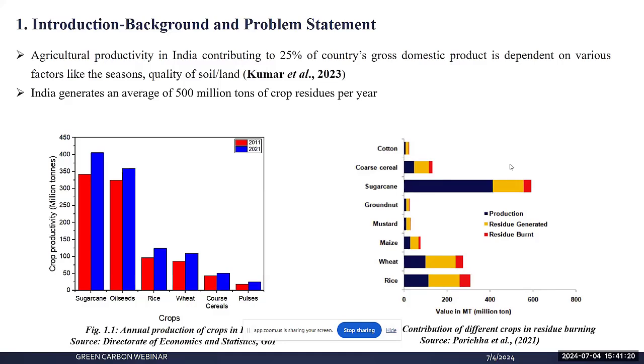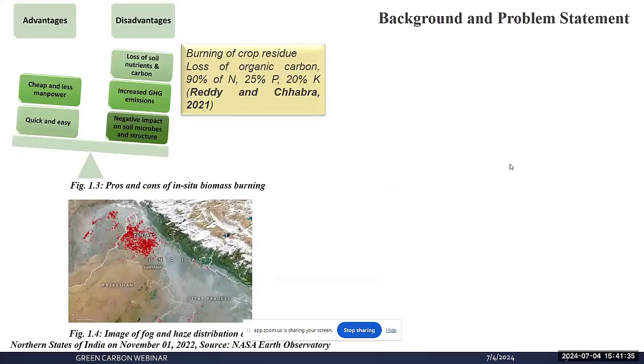The burning of crop residues in the field is one of the crop residue management practices, and one of the easier practices followed by farmers. However, there are also some associated disadvantages, and this image shows the advantages and disadvantages. Even though this method is cheap, needs less manpower, and is quick and easy, there is a loss of soil nutrients and carbon, and obviously because of burning there are increased GHG emissions, which in turn cause a negative impact on soil microbes and soil structure.